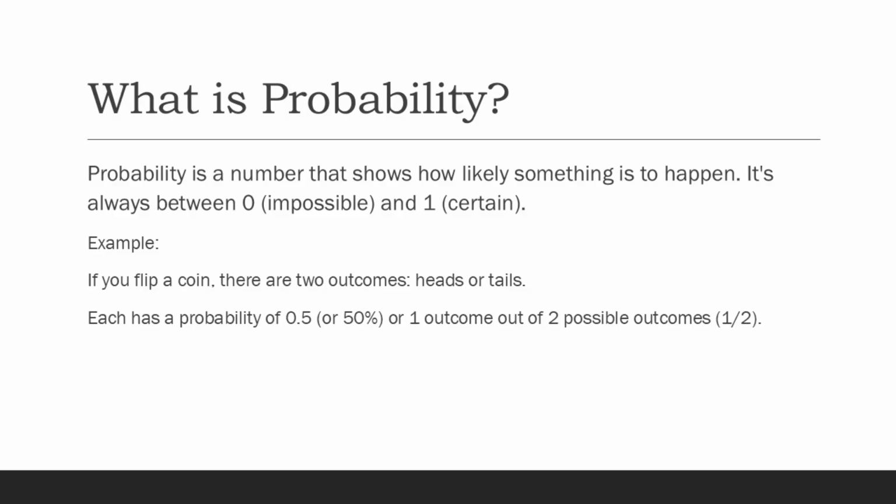So we move on to probability. Probability is how likely something is to happen. It's always between 0 or impossible and 1 certain, or 0% up to 100%. For example, flipping a coin has 2 outcomes, heads or tails. So assuming a fair coin, since both are equally likely, each has a probability of 50% or 0.5.